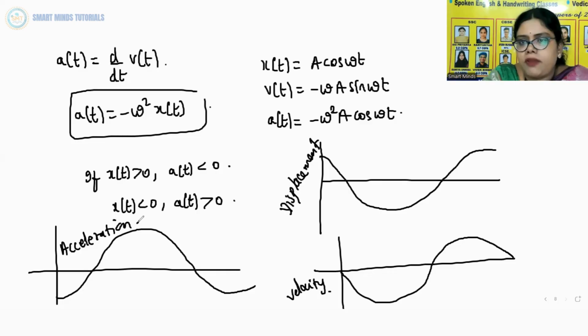X varies between minus a to plus a. V of t varies from minus omega a to omega a, and A of t from minus omega square a to plus omega square a. So with respect to the displacement plot, the velocity plot has a phase difference of pi by 2, and the acceleration plot has a phase difference of pi.